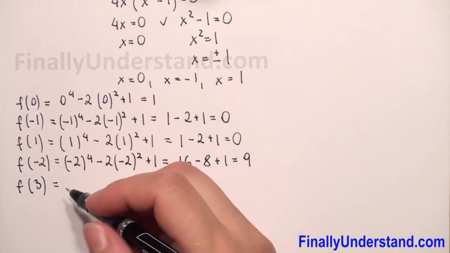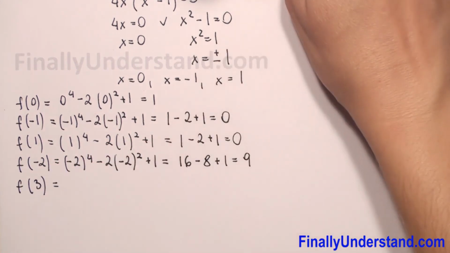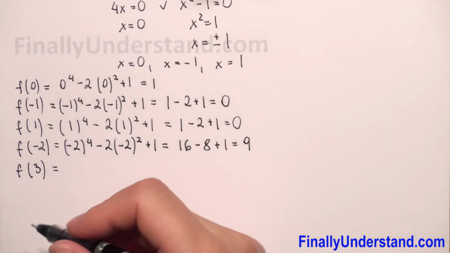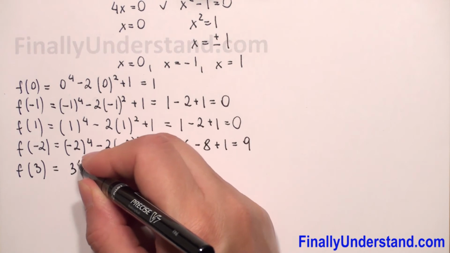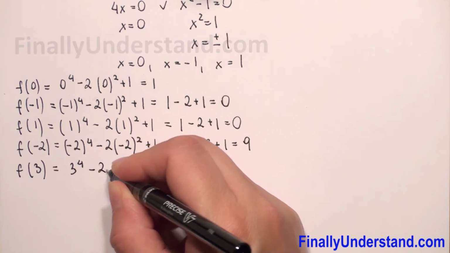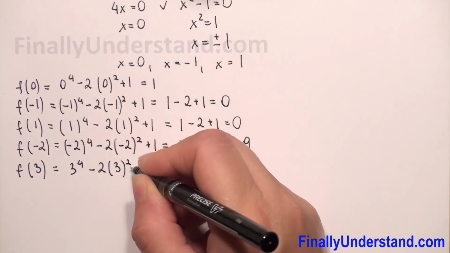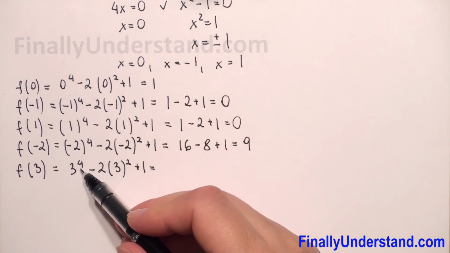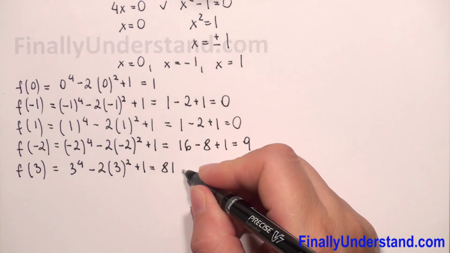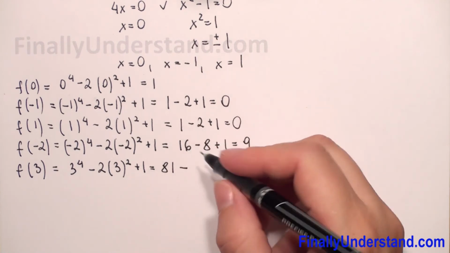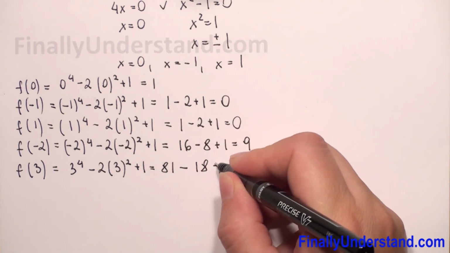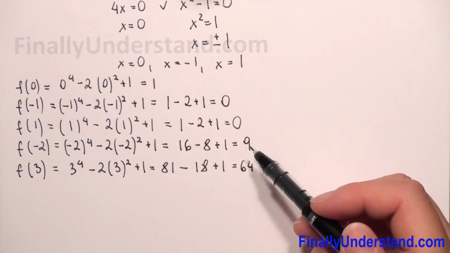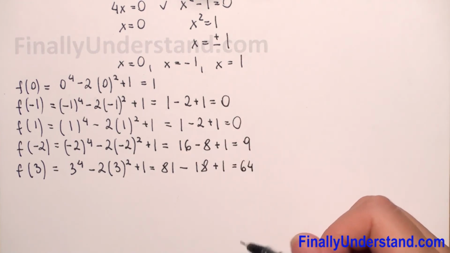This is equal to, we now replace x's in our function by 3. So it will be 3 to the power 4 minus 2 times 3 to the second power plus 1. This is equal to 3 to the power 4 is 81, minus 2 times 9 is 18, plus 1. This is equal to 64.